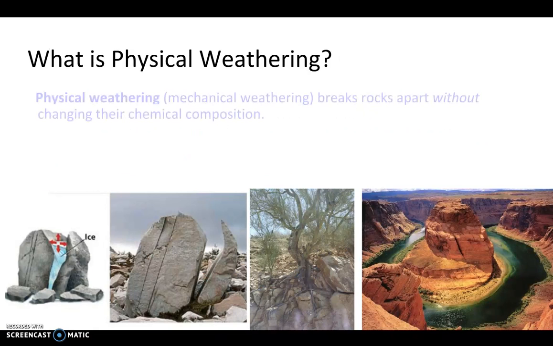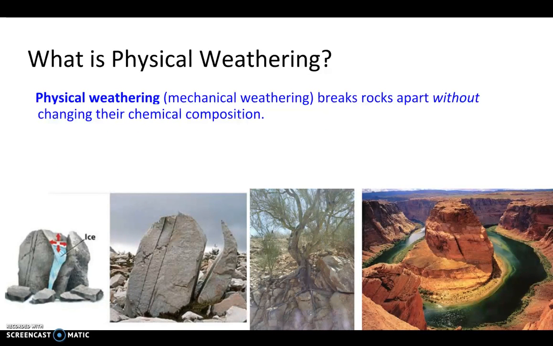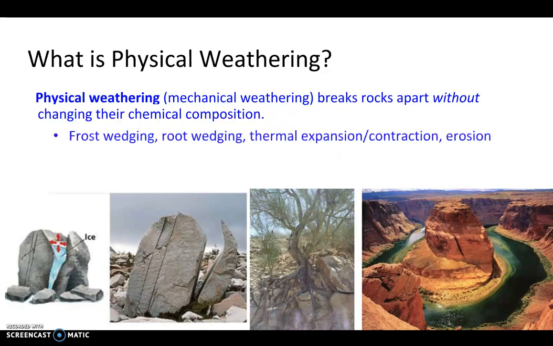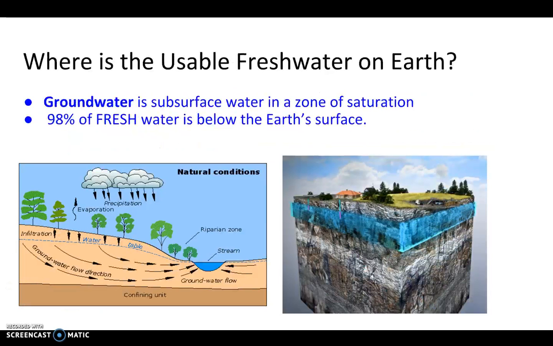Physical weathering is very different. It's also called mechanical weathering. It breaks the rocks apart without changing their chemical composition. So it's the same type of rock, the same type of substance, but it has just changed its shape. There are some pretty distinct examples at the bottom here. Frost wedging and root wedging, thermal expansion and contraction, and erosion are all examples. And these are common in cold and dry climates.